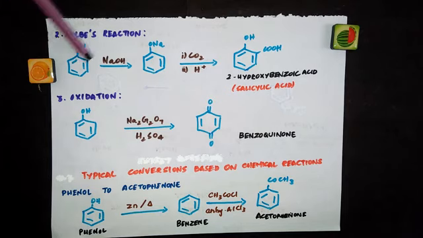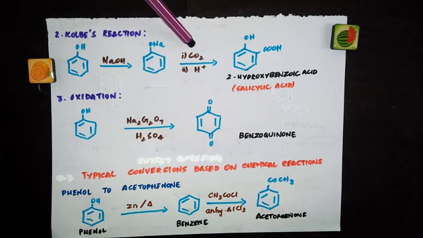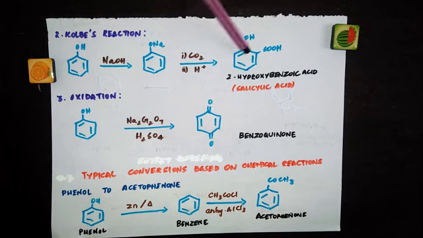We take phenol, treat it with sodium hydroxide and convert it into sodium phenoxide. On passing carbon dioxide gas and then acidifying it, you are getting what? A COOH group introduced in the phenol. So this is nothing but 2-hydroxy benzoic acid. If CHO is here, we call that salicylaldehyde. Since COOH is here, we call this salicylic acid.